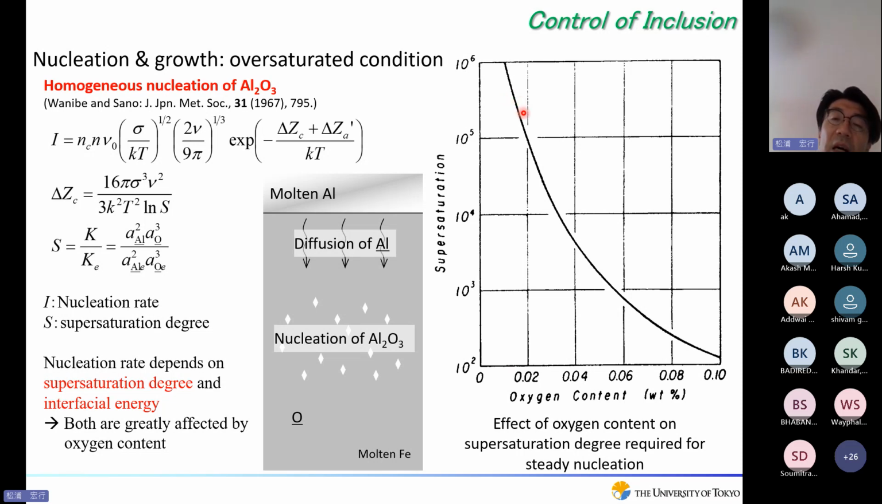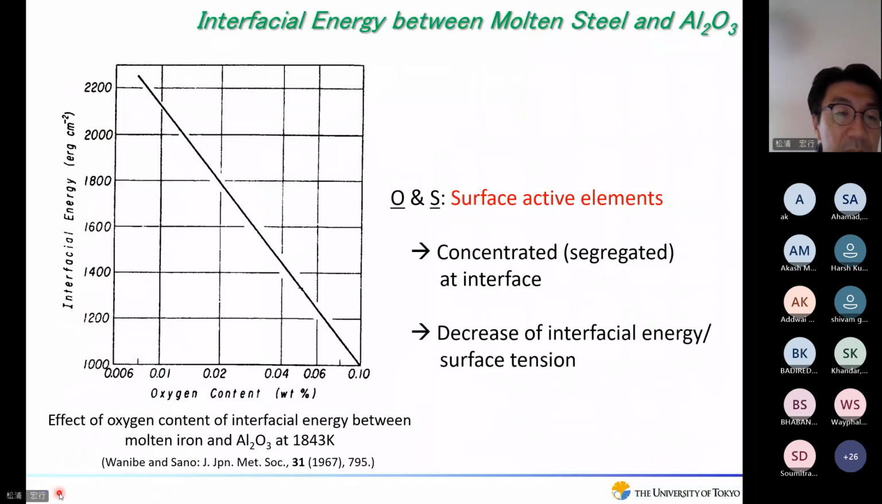This is understood as the influence of interfacial tension between molten steel and oxide, because oxygen is a surface active element, and it will dramatically decrease the interfacial tension. So it's explained in this equation. Here is the relation between the oxygen content and the interfacial energy like this. So both oxygen and sulfur are very major surface active elements. So you need to carefully evaluate those influences on the nucleation of inclusions in terms of the kinetics.